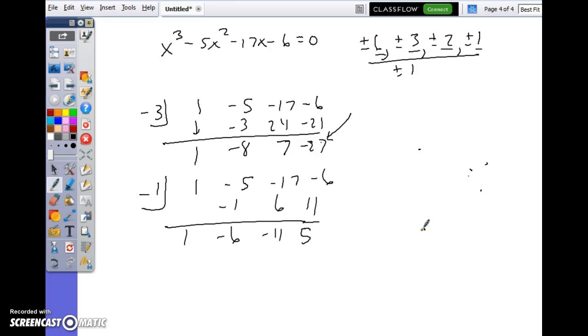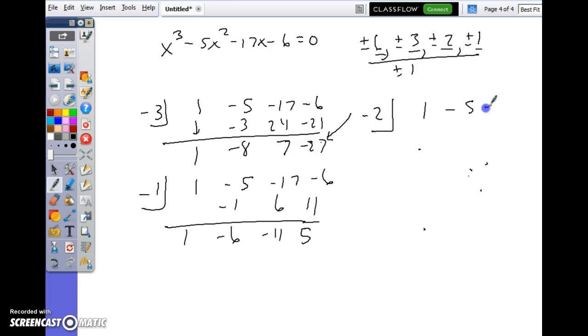Now, I'm going to give you a little bonus right now. The remainders went from -27 to +5. I'm looking for 0. Is 0 between -27 and +5? Then there's a high likelihood that between these two, there's a number that's going to give me the 0. Make sense? Yes. And what number is that? -2.